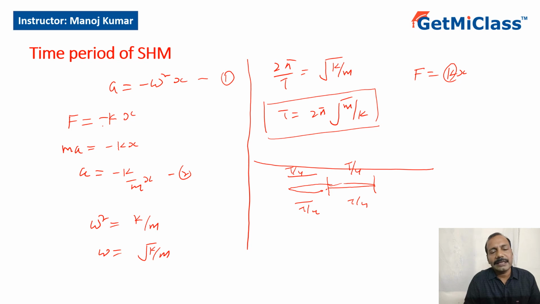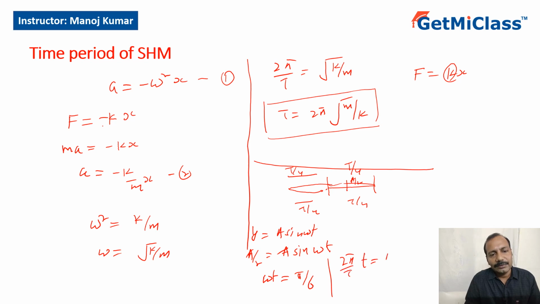Now if I want to find the time taken by a particle for part of the journey from mean position, how do I do it? If an SHM is starting from mean position, then the expression is given by y equal to a sine omega t. I want to find the time taken to go to a by 2, let's say half the amplitude. So I'll write a by 2 equal to a sine omega t. So a cancels. So I have sine omega t is half, or omega t is 30 degrees, which is pi by 6. Now omega is 2 pi by T, so 2 pi by T into t equal to pi by 6. I'll cancel this pi, and I get t equal to T by 12.